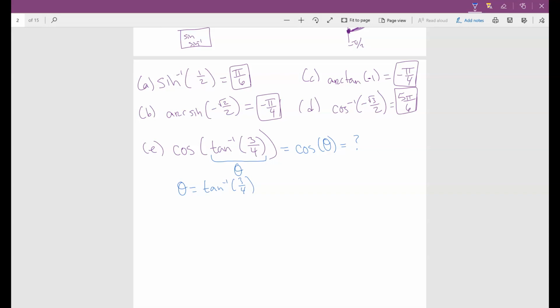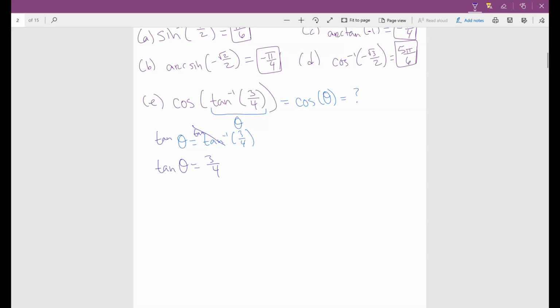Now, in order to get rid of this tangent inverse, I don't like working with tangent inverse. Tangent inverse is kind of difficult. So what we're going to do is apply a tangent to both sides. Because these are inverses, these guys are going to go away. So I'm left with tangent theta is equal to 3/4.